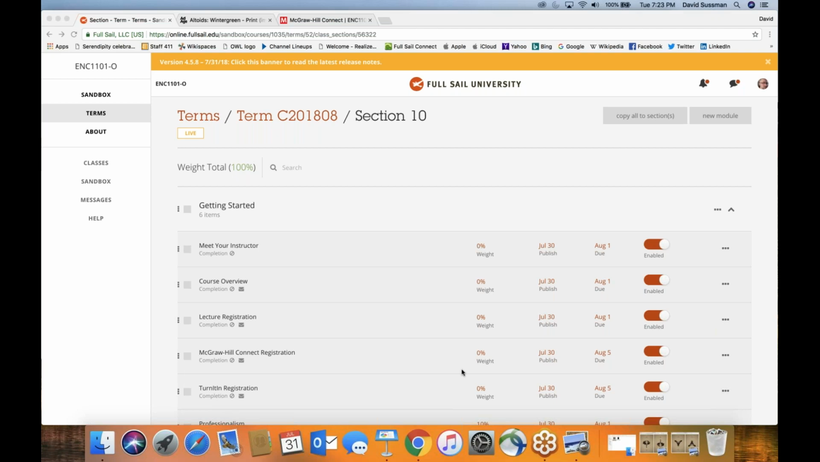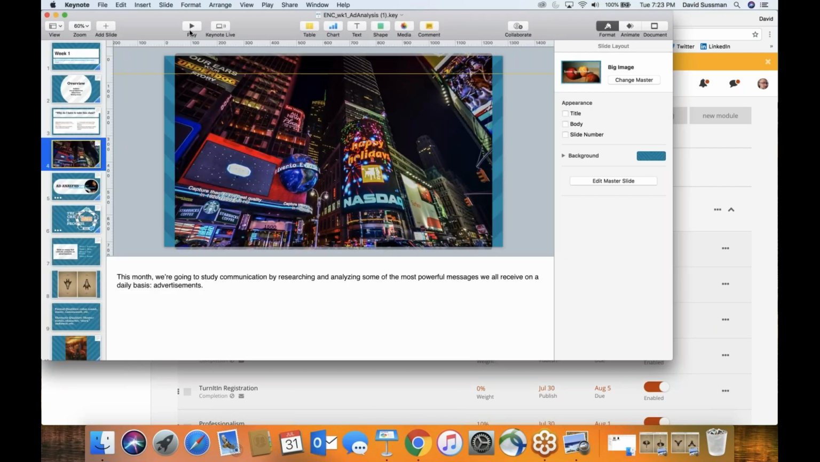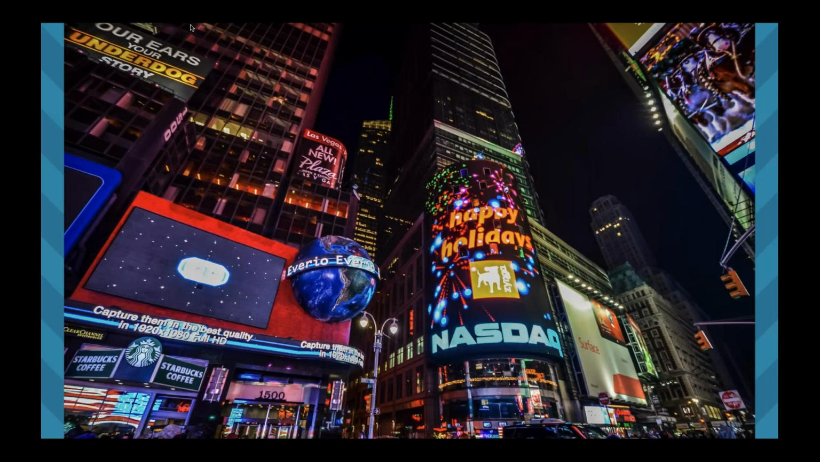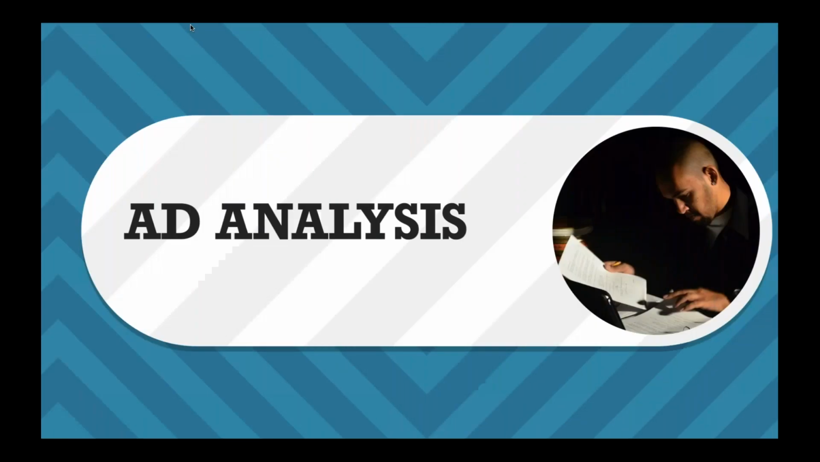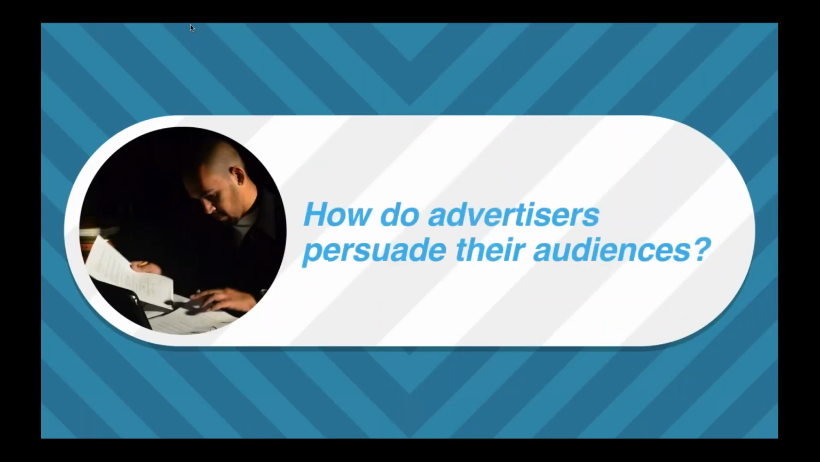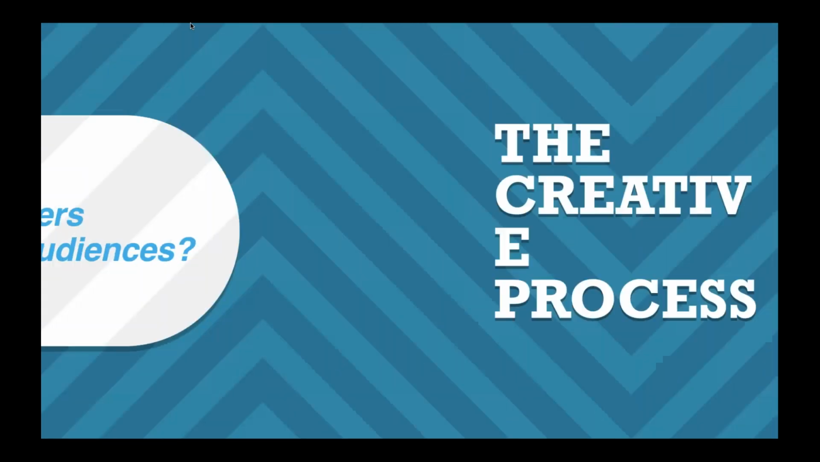Okay, let's get back to what we're working on this month and the first assignment, because that's the most important thing. So let's start talking about ads. Actually, let's jump right into it and start talking about what you need to look for. Okay, so here's the slide: ad analysis. That's what we're working on this month. Yes, how do advertisers persuade their audiences?